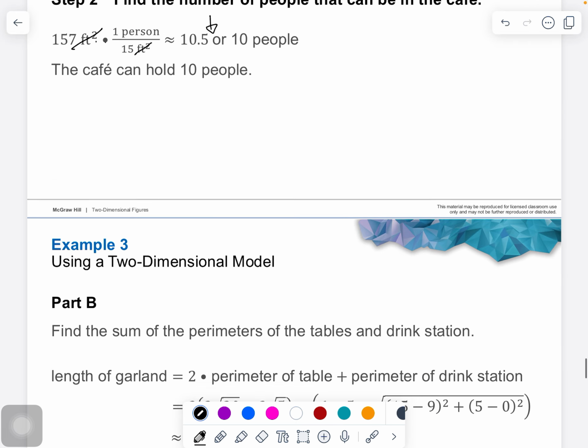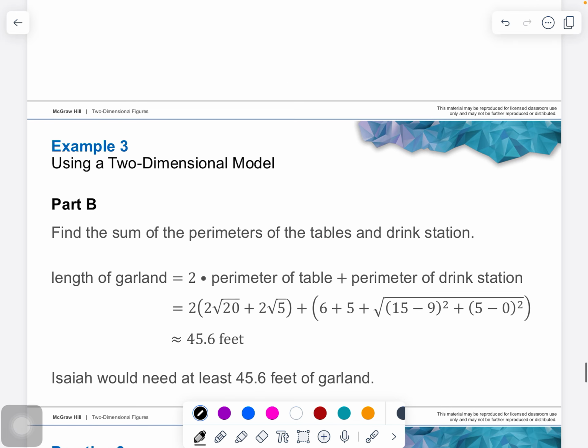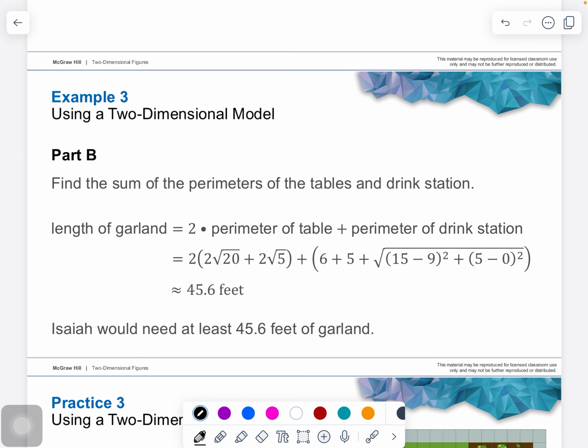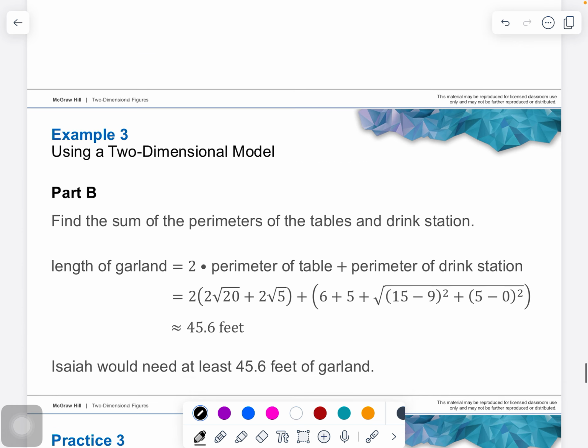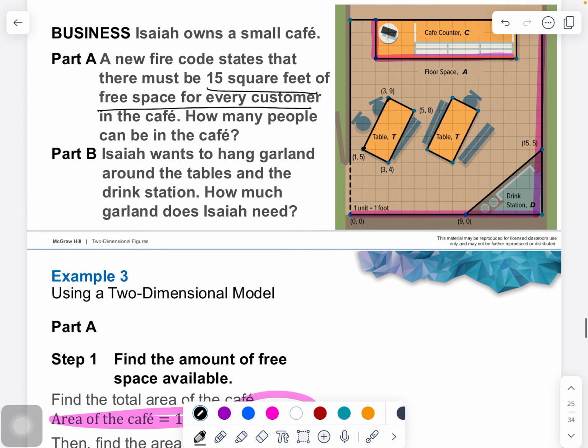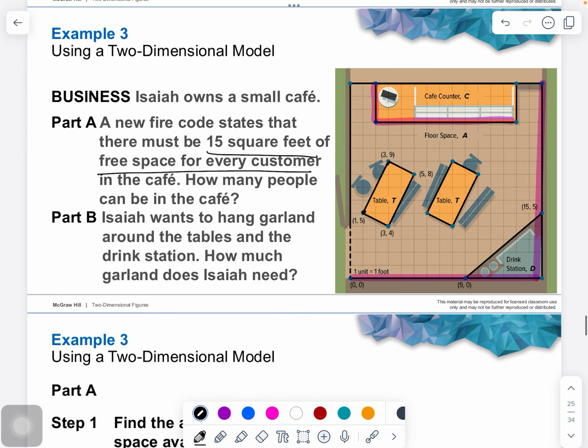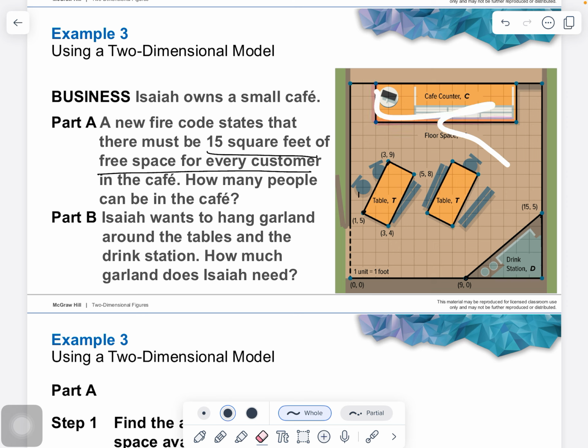Okay. The next part was the garland. They need to find how much garland to put around, where was it? Wants to hang garland around the tables in the drink station. So he needed to know perimeter. The garland in the drink station. So he needed to know from here. Oh gosh. I just started erasing all my lines. So purple, I need this and around my tables.